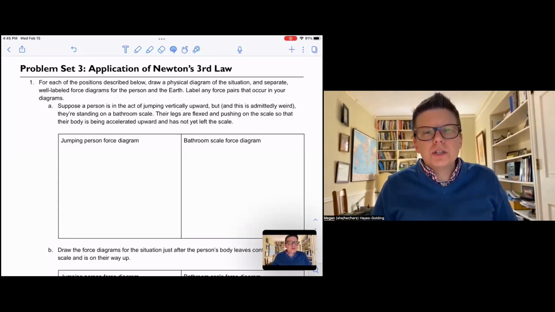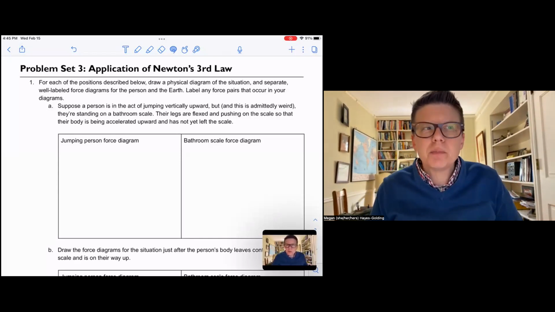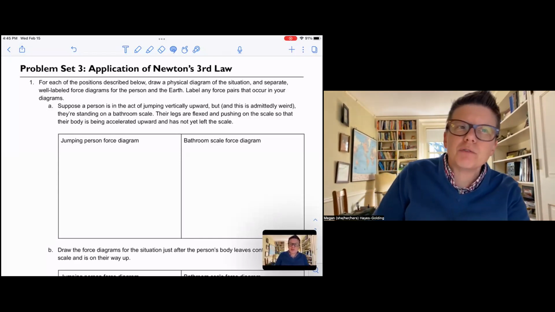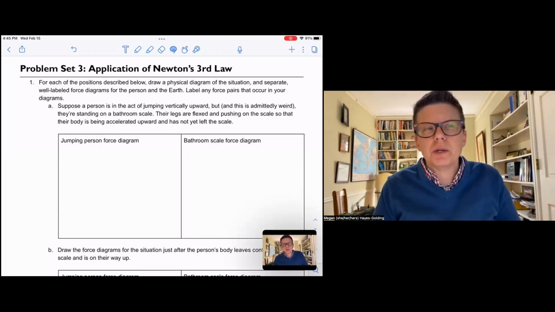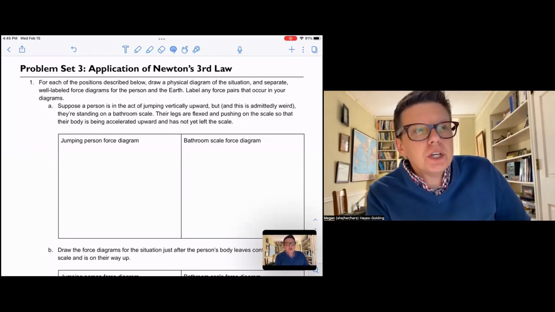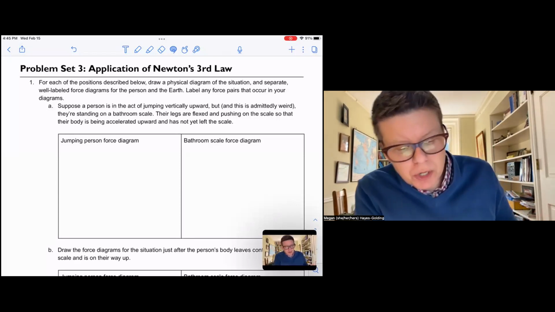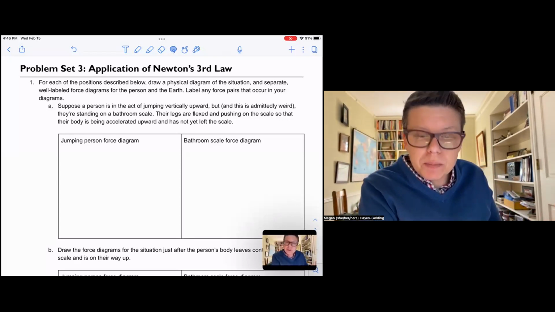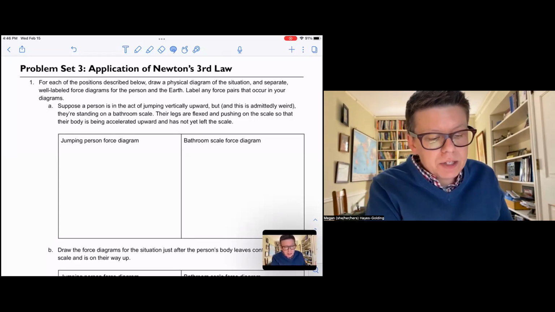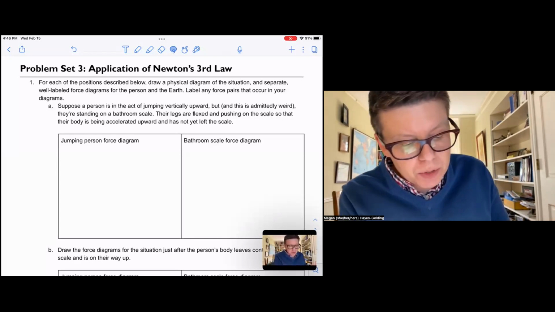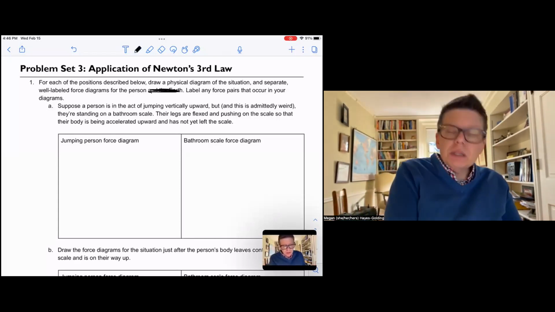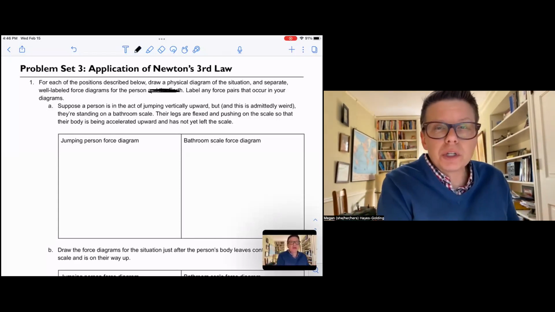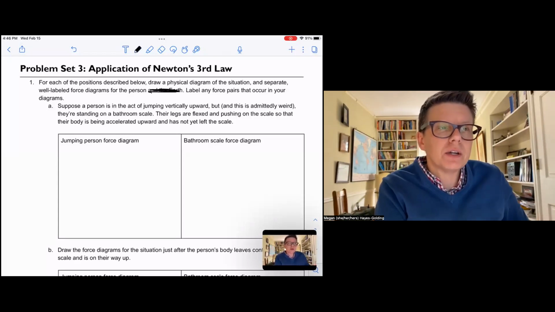Let's understand this starter problem in problem set 3, applications of Newton's third law. We're going to do this together, and then the rest are for you to solve independently. For each of these scenarios, I want you to draw a physical diagram of the situation and then separate well-labeled force diagrams of the person. There's actually a mistake on here. Label any force pairs according to Newton's third law that occur on your diagrams.